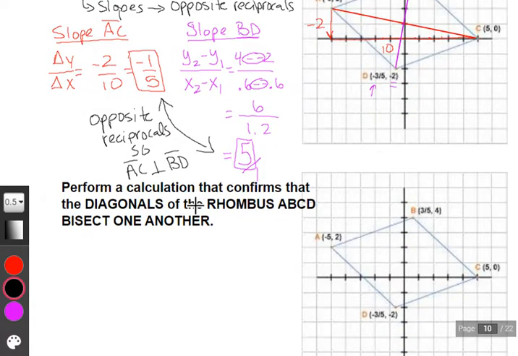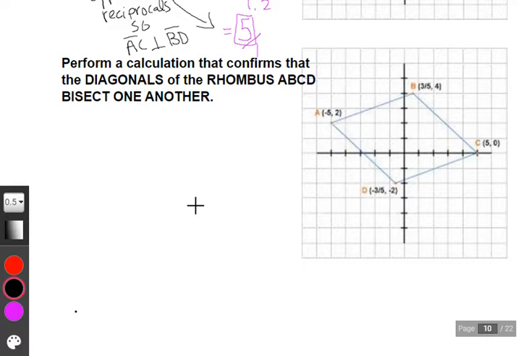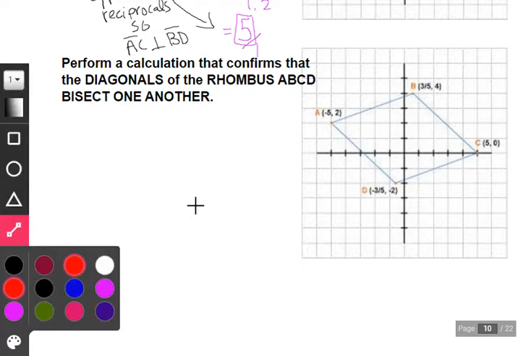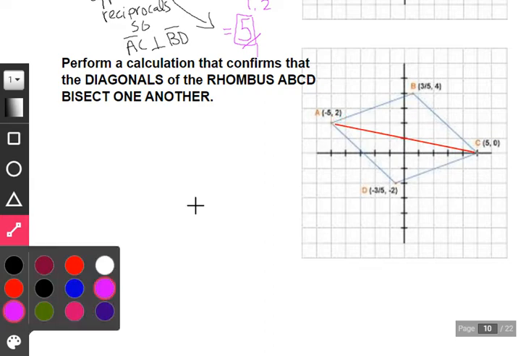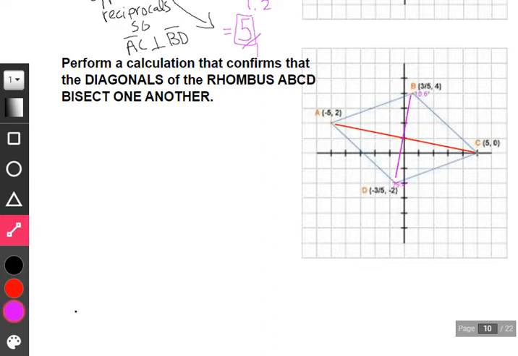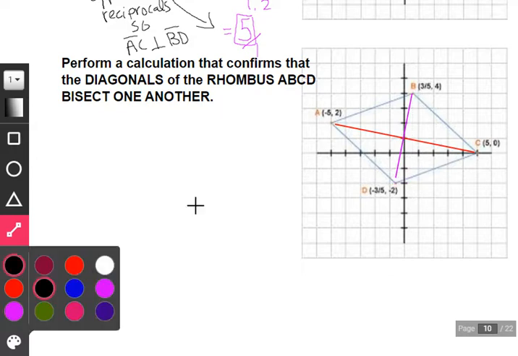So here we have a question where we have to perform a calculation that confirms the diagonals of the rhombus ABCD bisect one another. You know what we're going to do first. Let's draw on those diagonals: AC, BD. And we have to perform a calculation to show that they bisect one another.